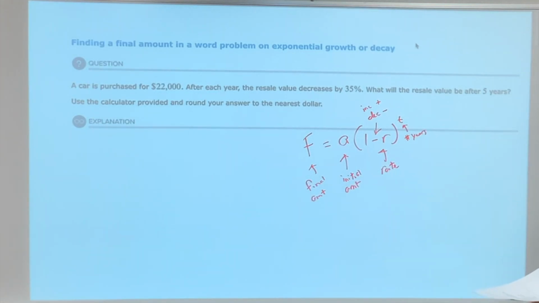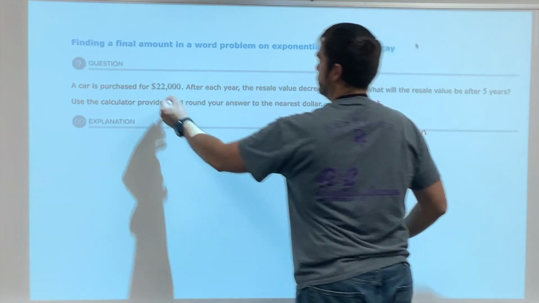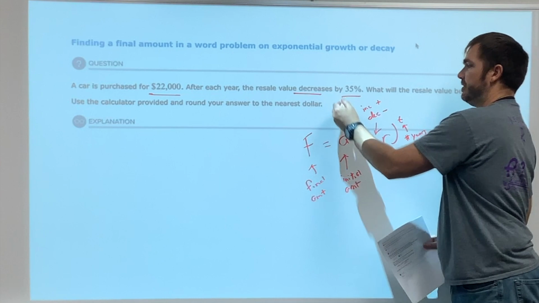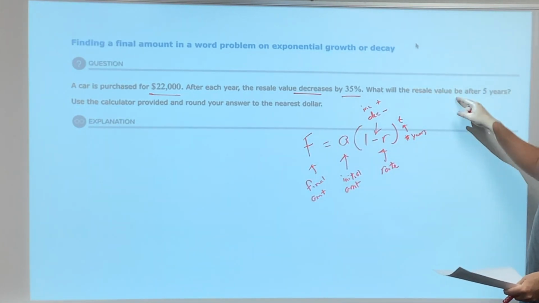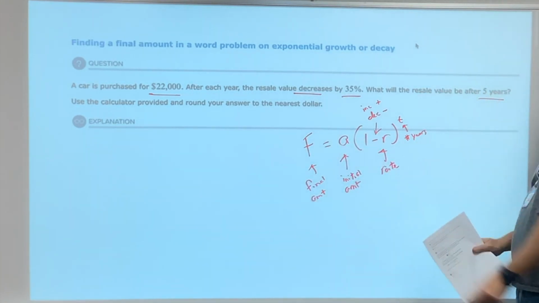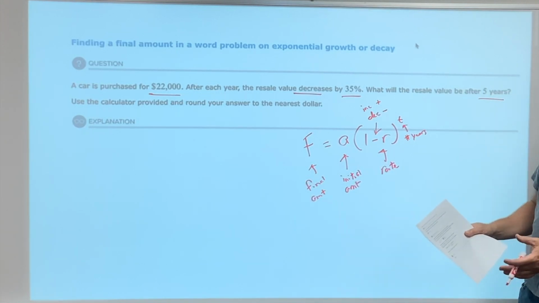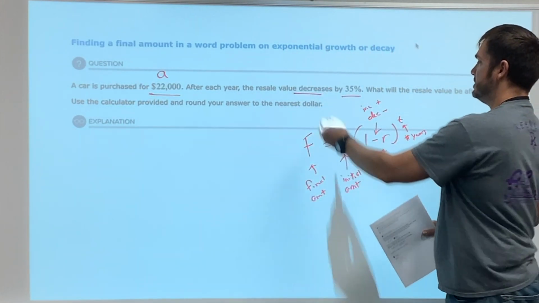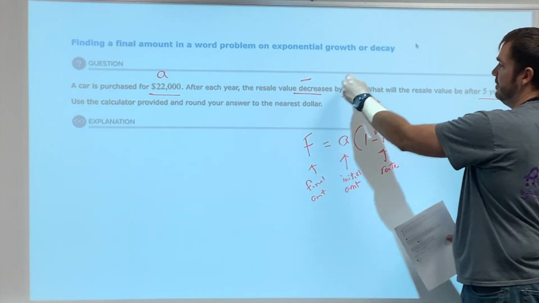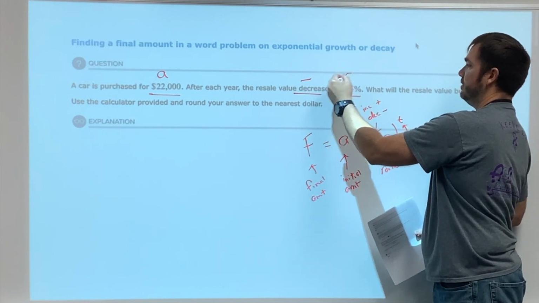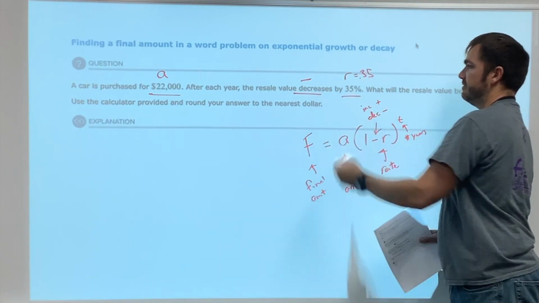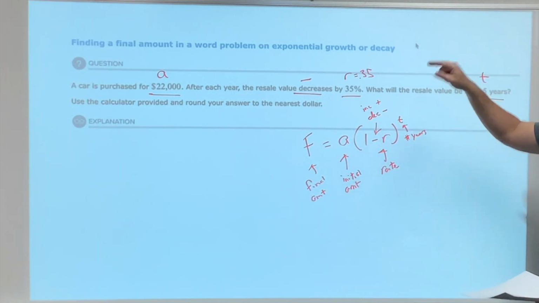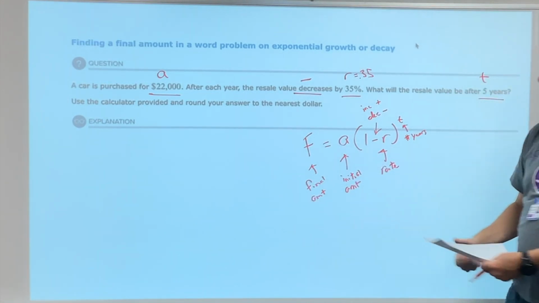If we look at this problem exactly, it says a car is purchased for $22,000. After each year, the resale value decreases by 35%. What will the resale value be after 5 years? All right, well, they go ahead and give us all the initial information we need right there. So this is our initial amount, A. It's a decrease, so that's going to be a minus 35%. That's going to be our R value of 0.35, and 5 years, that's our time. Literally going to take all of those, plug them into the formula, and figure it out.